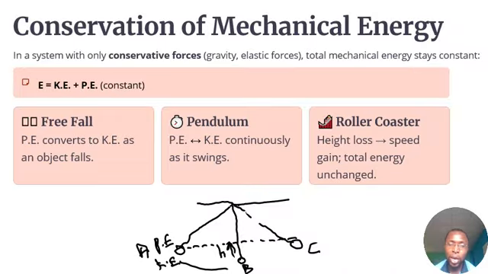So at point A, potential energy is at maximum, kinetic energy is at the minimum. At point B is the reverse case. Potential energy is at minimum here because the height is 0 here, while kinetic energy is at maximum. Then at point C, potential energy becomes high again, while kinetic energy becomes minimum. So points A and C have maximum potential energy and minimum kinetic energy, while point B has maximum kinetic energy and minimum potential energy. The point here is that energy is being converted from one form to the other.